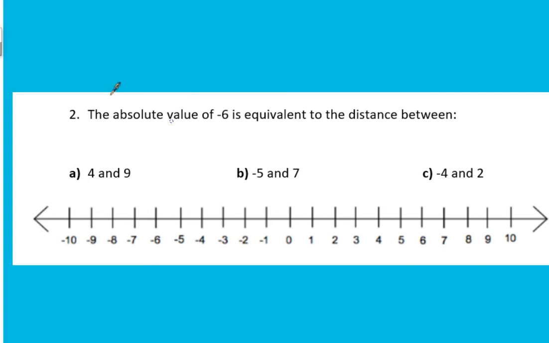So now that you've tried it on your own, let's talk about which one is the correct answer. The absolute value of negative 6, so we'll start by writing that down, is equivalent to the distance between which one of these options. Well, we know that the absolute value of negative 6 should be 6. So we're looking for two numbers that are 6 units away from each other. Between 4 and 9 is our first choice here. If we count from 4 and go to 9, that's only going to give us 5 spaces. So it's close, but not quite 6, and that's what we're looking for. So A is not the best choice.